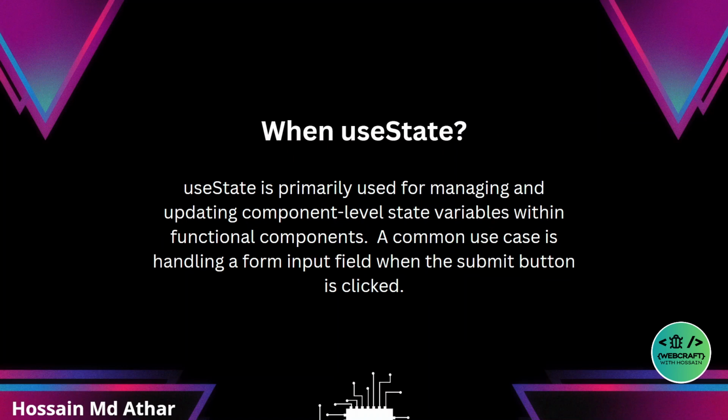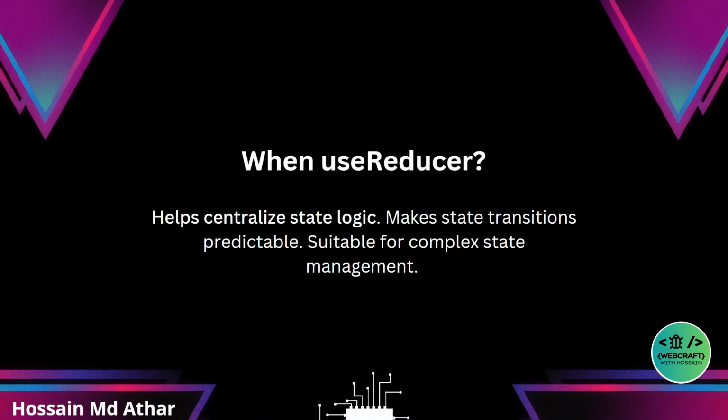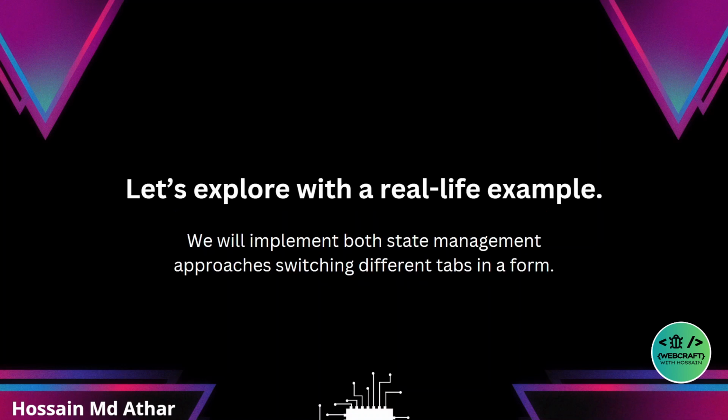Let's explore why and when to use useState. Well, useState is primarily used for managing and updating component level state variables within functional components. Basically, if we find a use case where we need to update any boolean or just a value, then we generally use useState. If we have to manage many states, then it's better to centralize state logic. And for the complex state management, we use useReducer. This useReducer hook makes the state transition predictable, so it's easier to use.